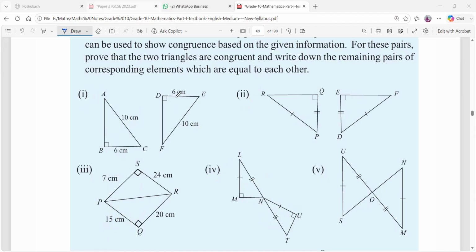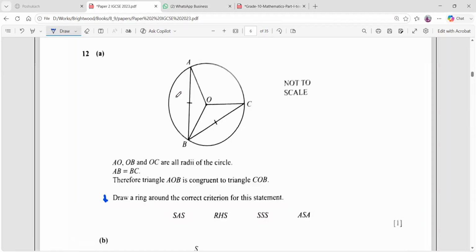I quickly tell. They are having SAS, side angle side. Second one, ASA, otherwise AAS, we calling angle side angle. SSS, three sides. RHS, right angle, hypotenuse.